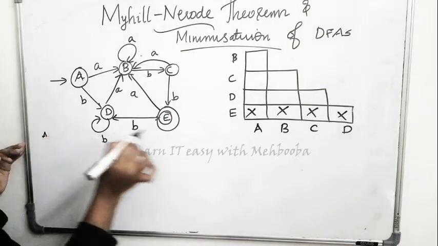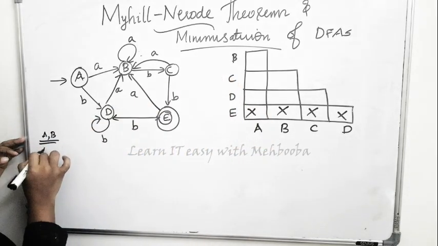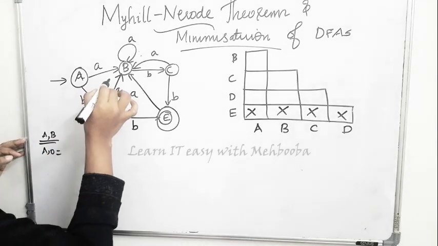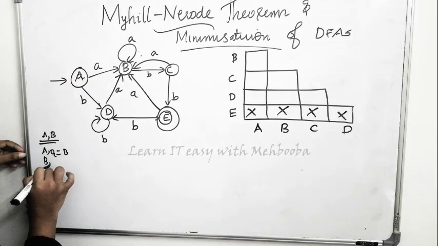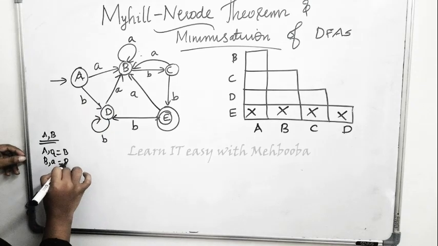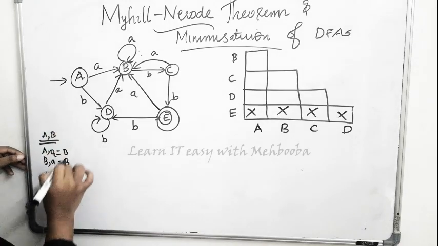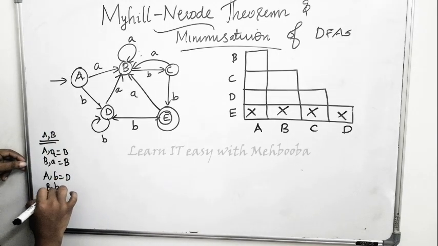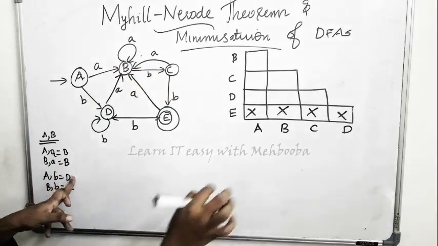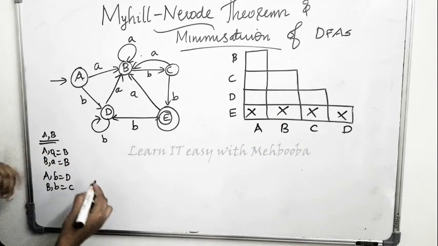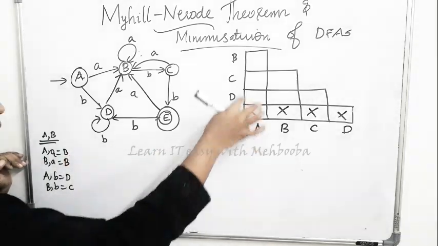Now we have to check for the other unmarked pairs. First pair that we are having in this table is AB. So AB: A on A goes to B, B on A goes to B itself. Now A on B goes to D, and B on B goes to C. So CD is not marked, BB is not even there, so we can't take a decision on AB for the time being. Yeah. Now the next unmarked pair is AC.